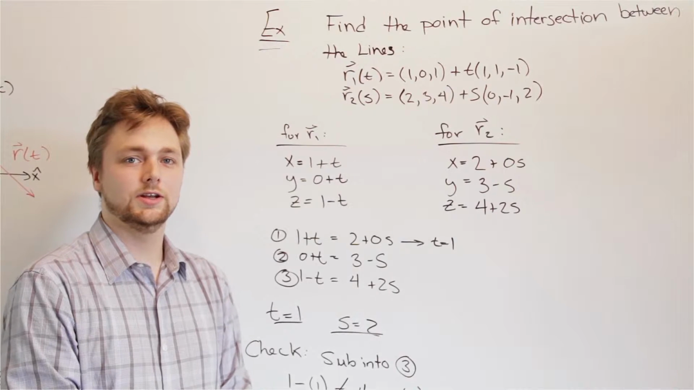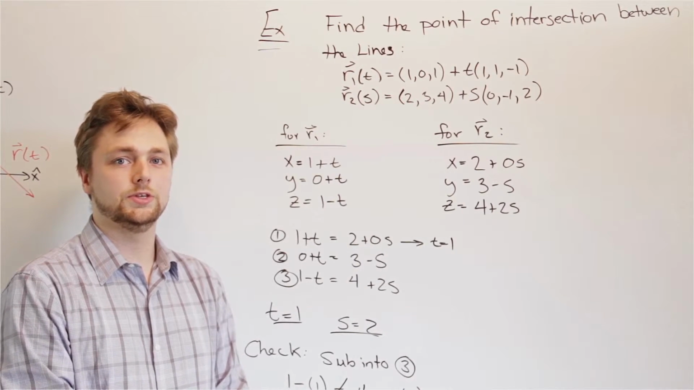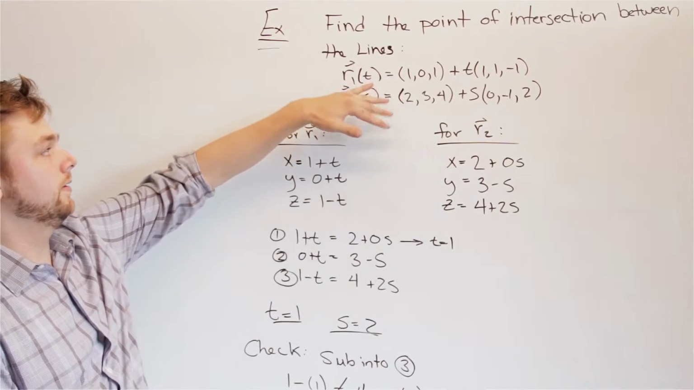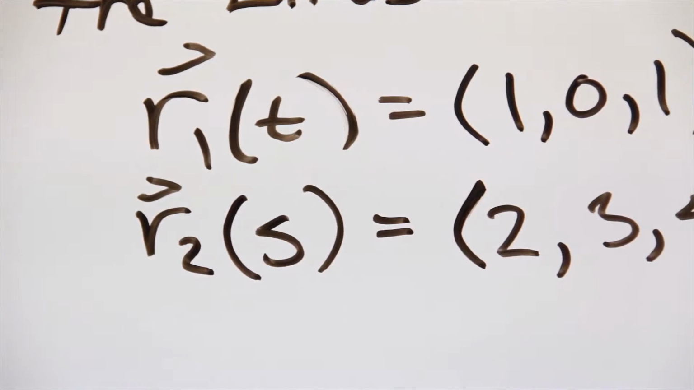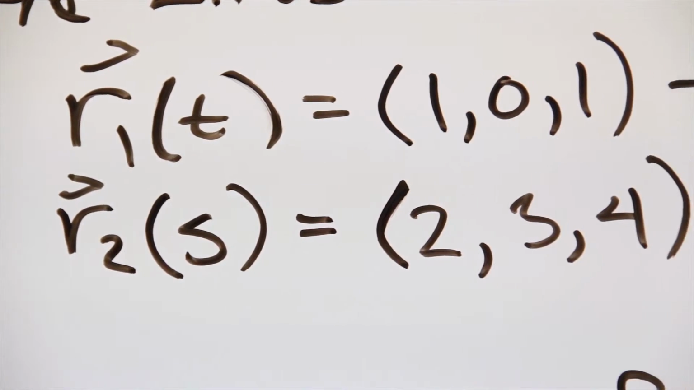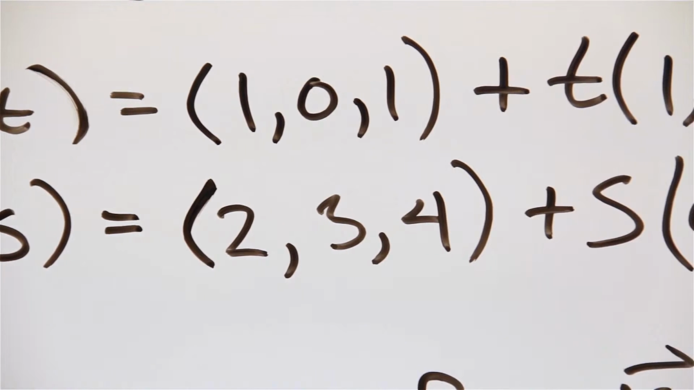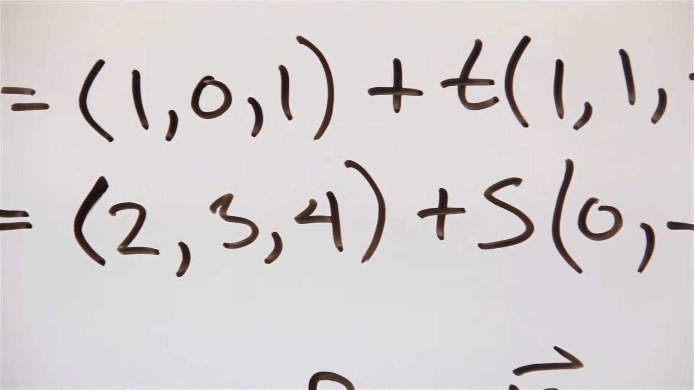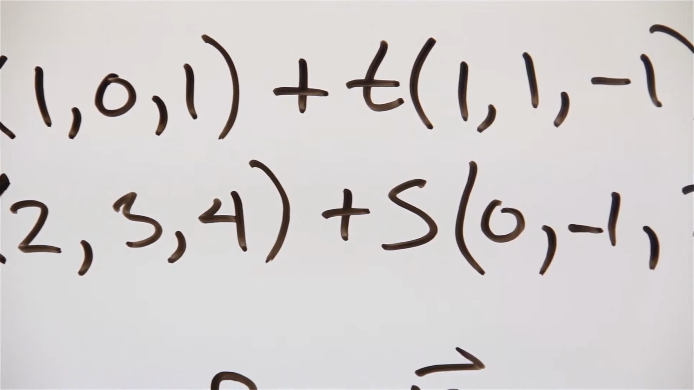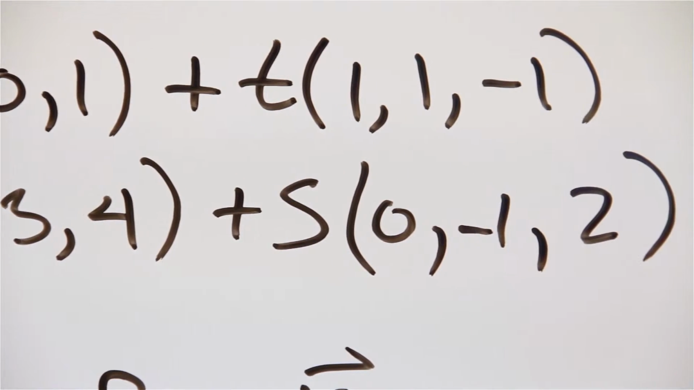Next, let's take a look at an example of solving the intersection between 2 lines. Equation 1, r1 of t is equal to (1, 0, 1) plus t times (1, 1, -1), and r2 of s, which will be (2, 3, 4) plus s times (0, -1, 2).